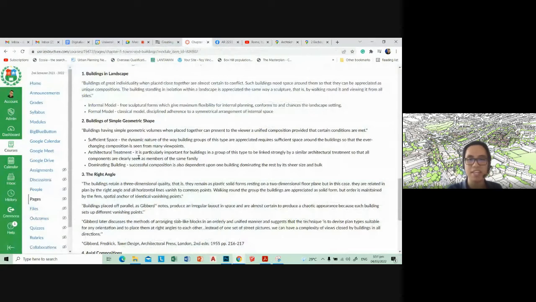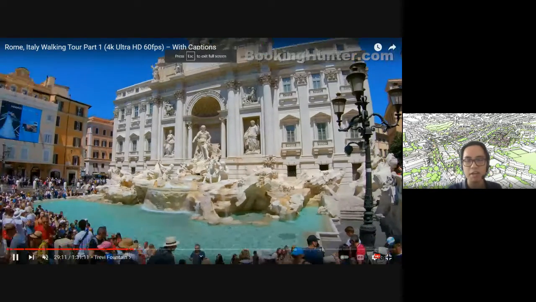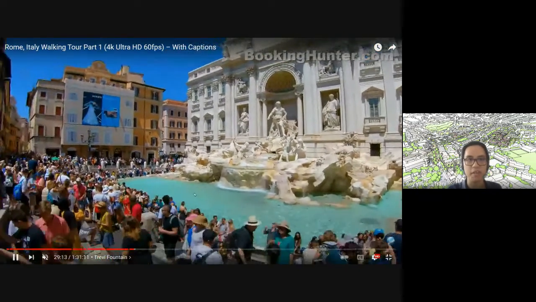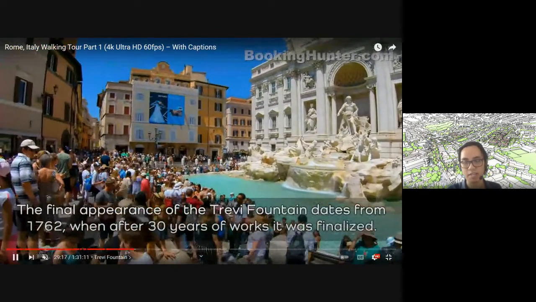Architectural treatment is exactly what it means. What are the architectural elements, window types, eaves length, sort of design style. And then finally, a composition with buildings of simple geometric shape needs a dominating building, basically a focal point. And this is what's happening here in the Trevi Fountain. The Trevi Fountain is the focal point, the star of the space. And every other building is supporting that space.